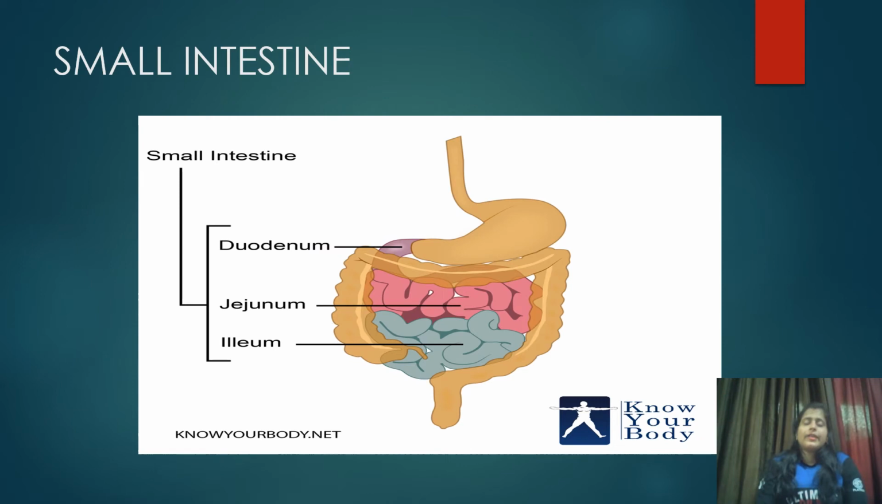Then we have the small intestine. The name is a little confusing, as the small intestine is the largest part of the digestive system. It is larger than the large intestine. It is divided into three parts: duodenum, jejunum, ileum, and most of the digestion takes place in the jejunum itself. Ileum is responsible for absorption and duodenum is responsible for opening. So the duodenum is present just below the stomach, and the jejunum is present just below the duodenum. Then we have the ileum.